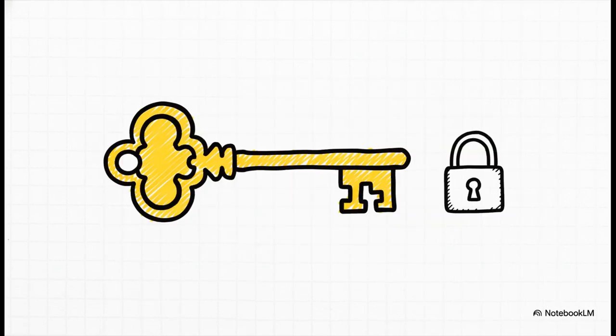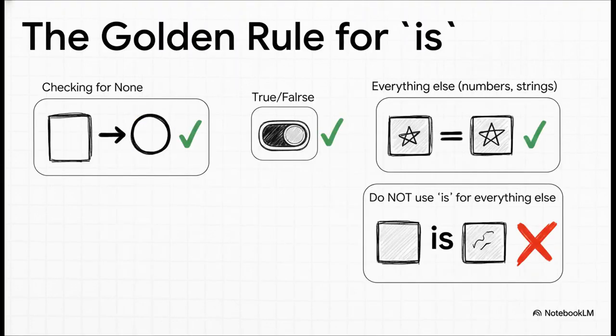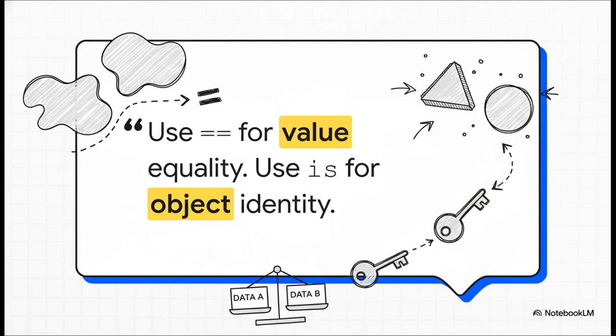So when should you actually use is in your code? Well, there's a golden rule for this. Basically, you should always use is to check for None, True, or False. For almost everything else, just use double equals. If you remember one thing, remember this. Double equals is for value. Is is for identity. Simple as that.